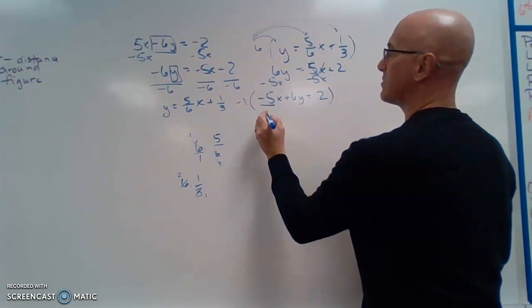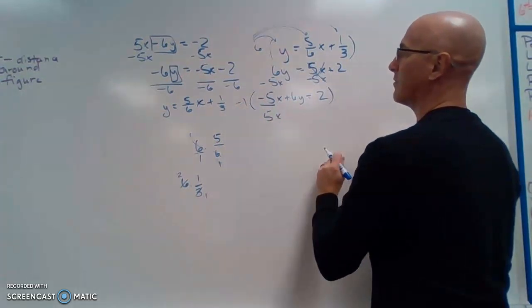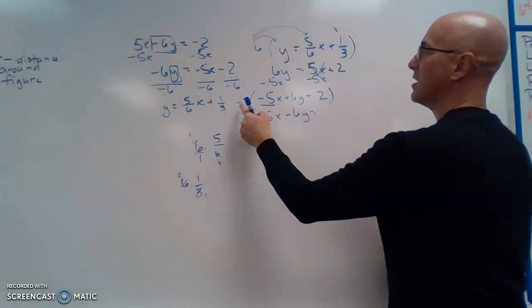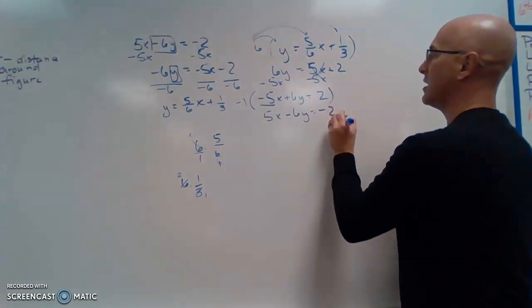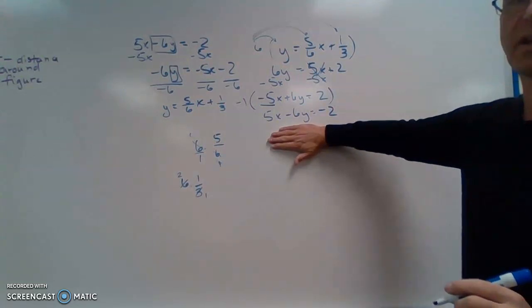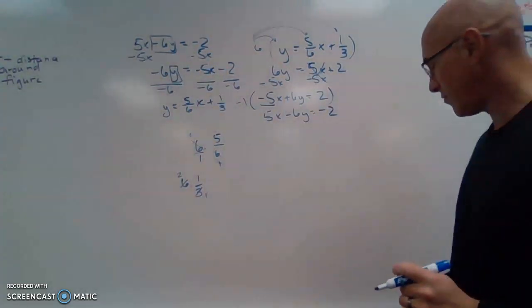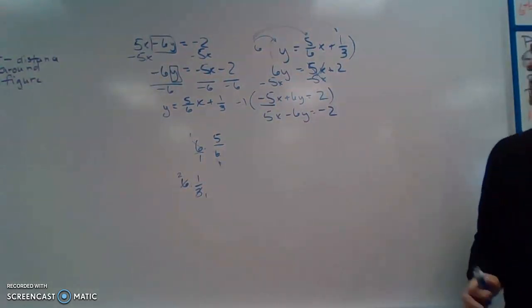So negative 1 times negative 5 is positive 5. Negative 1 times 6 is negative 6. Negative 1 times 2 is negative 2. So we ended up getting our same equation. Now, let's do 2 other examples.